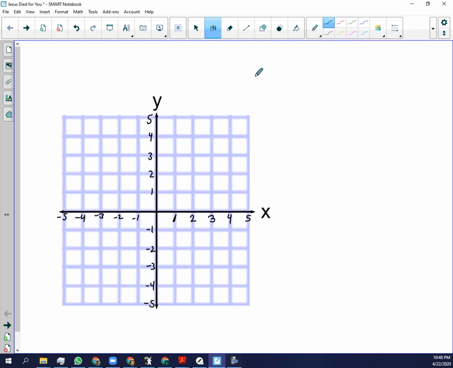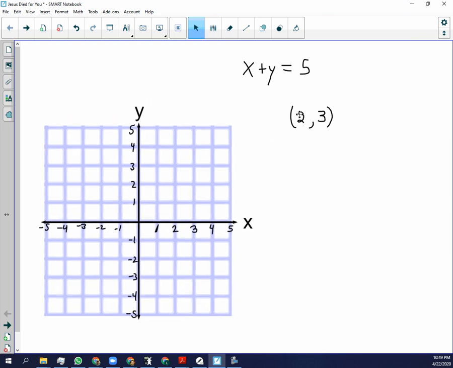Okay, so on the previous assignment, you were introduced to equations in two variables. I believe the equation that we used was x plus y equals 5. One of the most obvious solutions to this equation is x equals 2, y equals 3, and we can use an ordered pair as shorthand to write that particular solution. Now we're going to learn how this ordered pair, this solution to this equation, can be graphed.